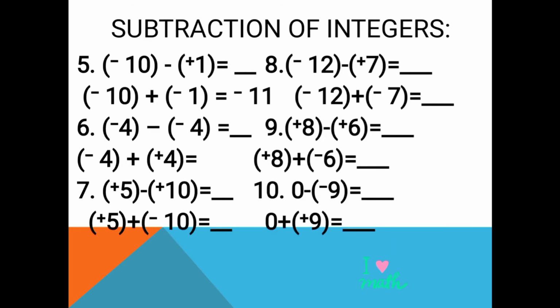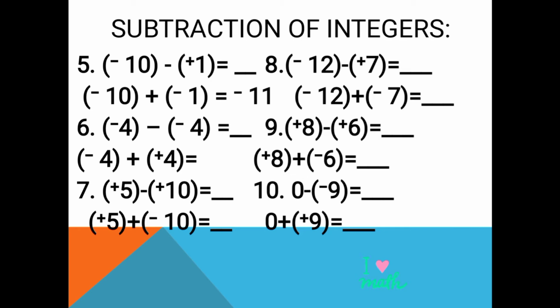So we will proceed. Number 5, negative 10 minus positive 1. So copy the first term, negative 10. Change the operation involved. The minus will become plus. Change the sign of the subtrahend. Positive 1 will become negative 1. Then simplify your answer. Negative 10 plus negative 1, the same sign. Add, negative 11.